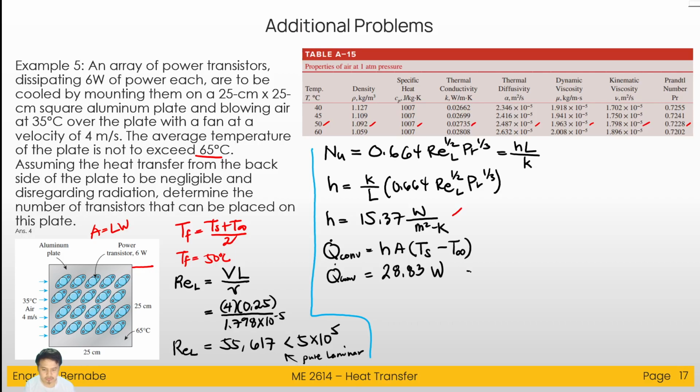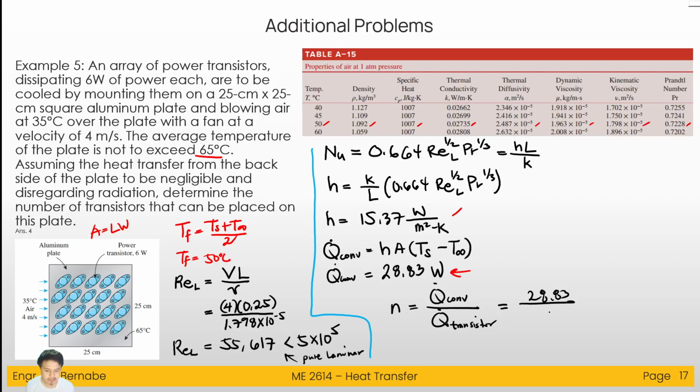So this is the total capacity, the maximum that can be rejected using this condition of air at this temperature over this area. We just want to determine how many transistors we can put with this 28.83 watts of budget. So the number of transistors is equal to the total Q convective over the power of each transistor.